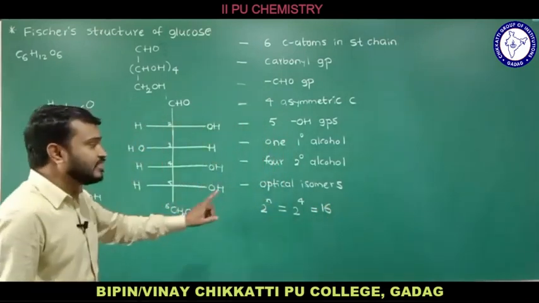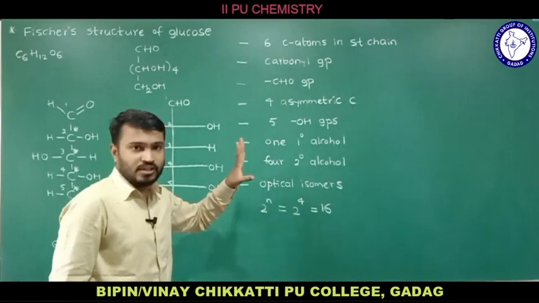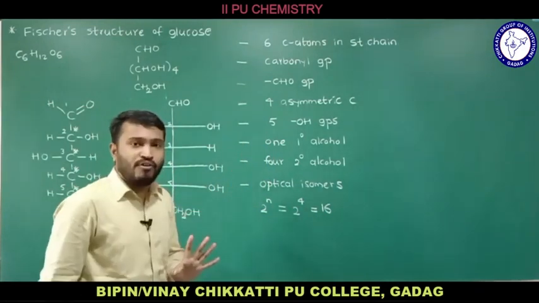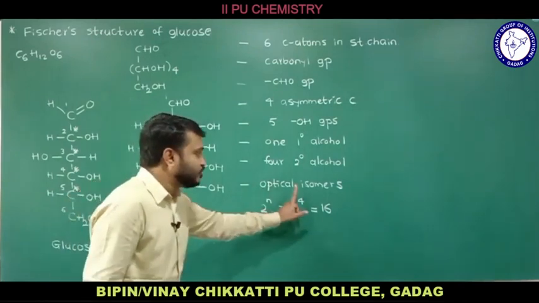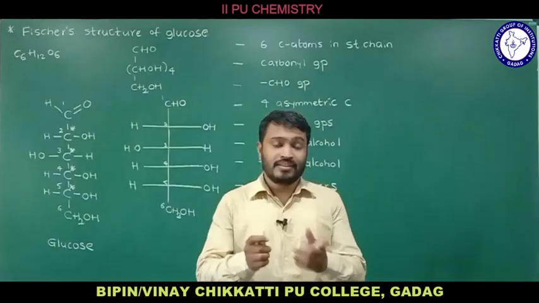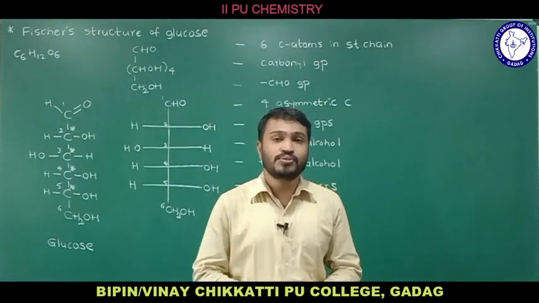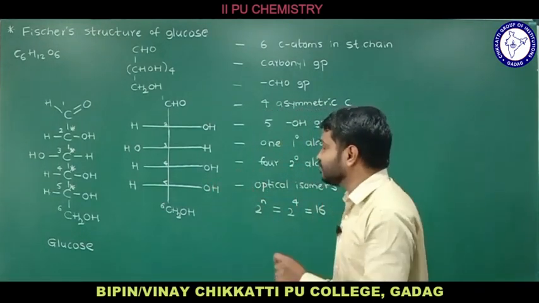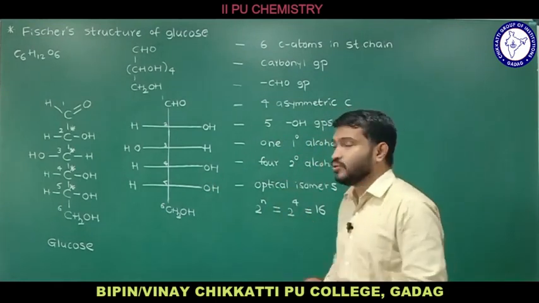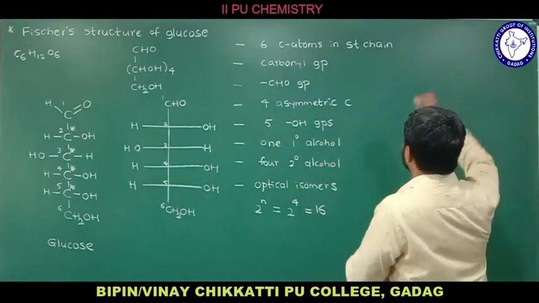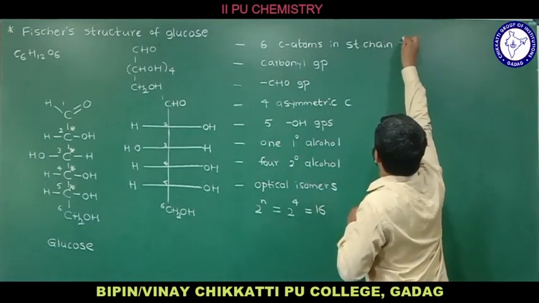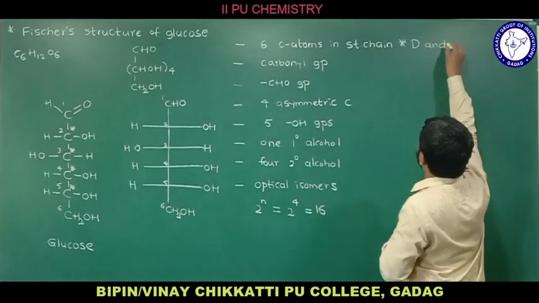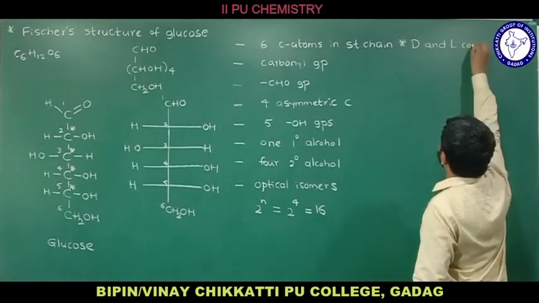So glucose has 16 optical isomers. 16 different structures we can draw, and that shows the property of optical activity. This is what glucose contains. After knowing the different constituents of the glucose structure, we will discuss one nomenclature of the configuration, which we call the D and L configuration.